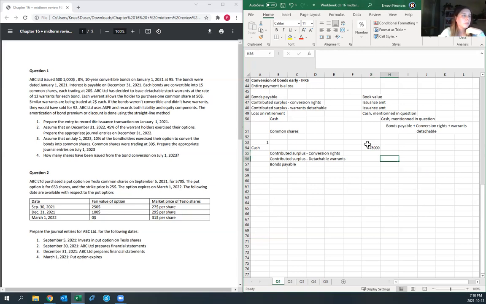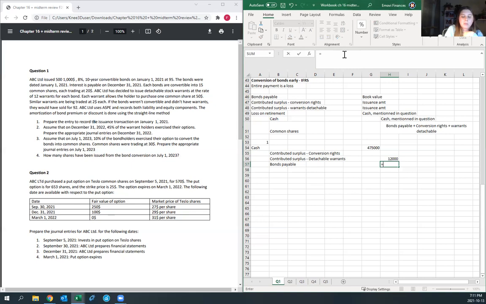It's your plug amount. The detachable warrants. So what do they say about those? They say at the rate of 12 warrants for each bond. So the number of warrants is 12 times 500 bonds. And then we need to find the price of each of them. Each warrant allows the holder to purchase one common share at $50. That's not what we're looking for. They're being traded at $2 each, so we're going to do times $2. So the value of the equity for the warrants is $12,000.